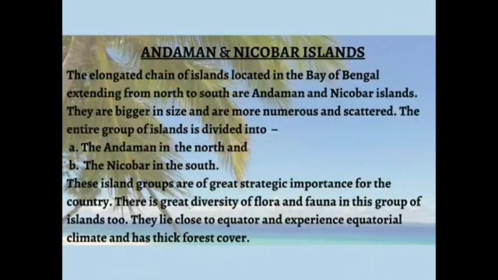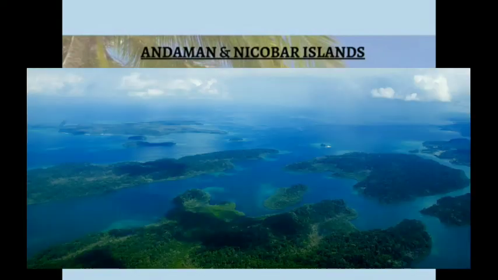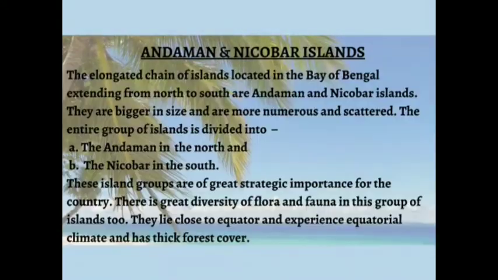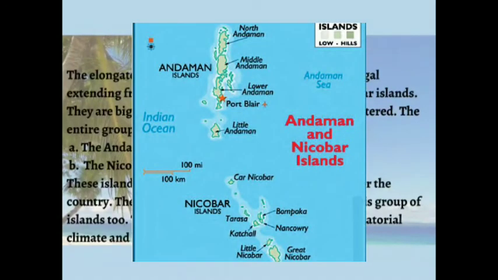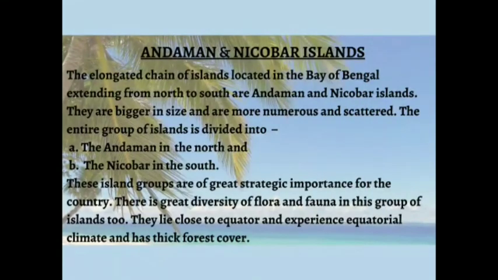And if we talk about the Andaman and Nicobar Islands, they are present in the Bay of Bengal. They are an elongated chain of islands. The upper, northern part is Andaman and the southern part is Nicobar. They are bigger in size and they are numerous and scattered. These island groups are of great importance for the country because they also have diversity of flora and fauna like Lakshadweep.